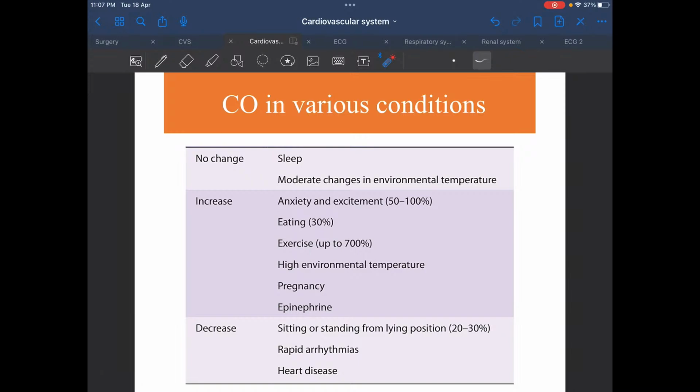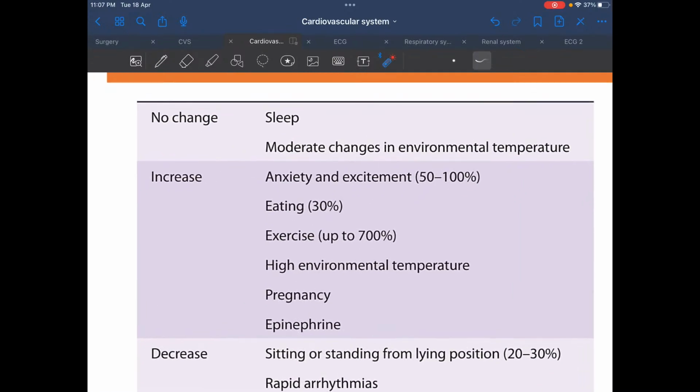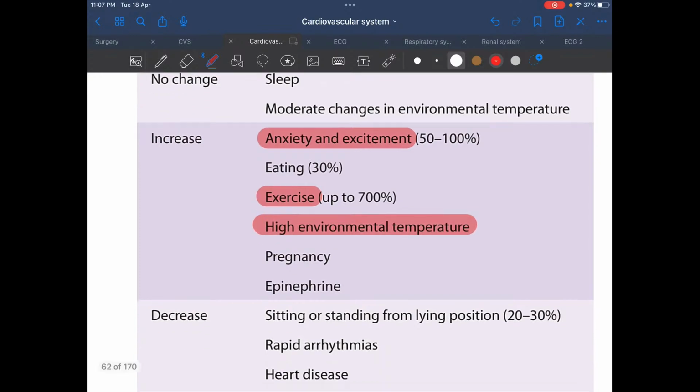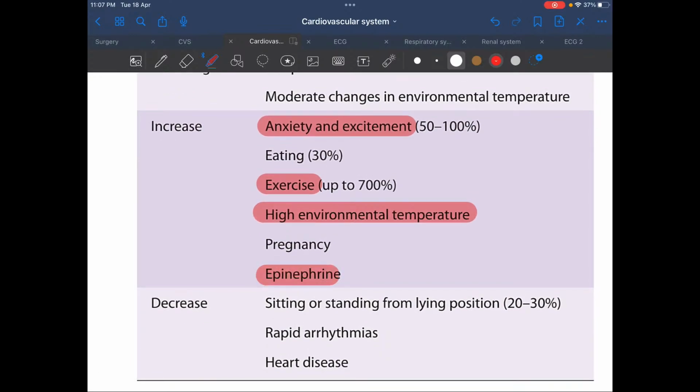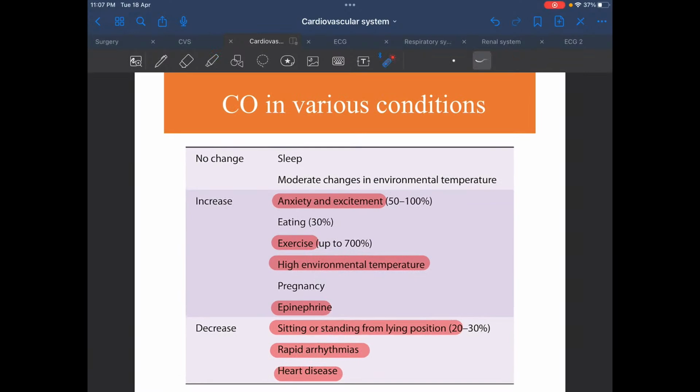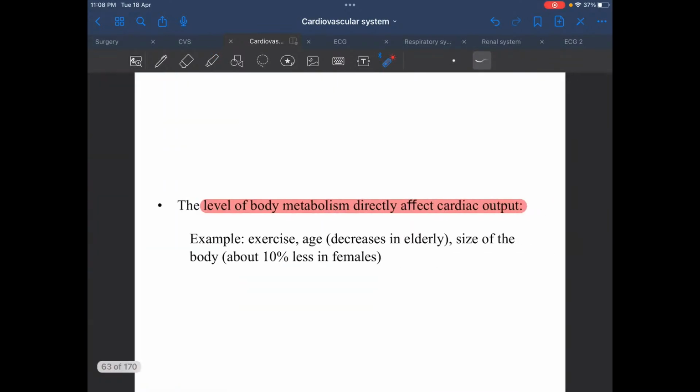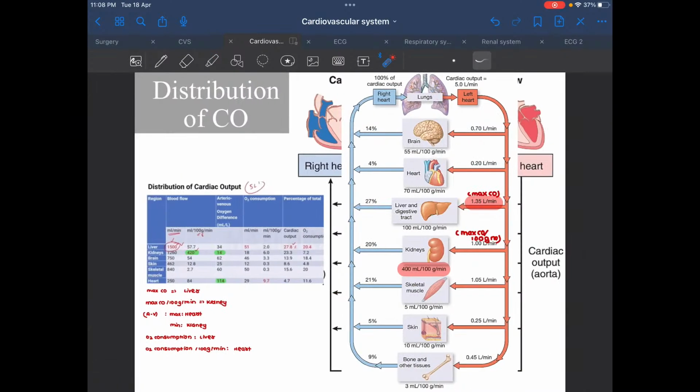ठीक है. So just see your cardiac output, when can it increase and when can it decrease mainly. So when can it increase? Mainly it can increase in your anxiety and excitement, obviously exercise, high environmental temperature and epinephrine. And when it can be decreased, mainly in your sitting or standing from lying position, okay? Rapid arrhythmias में the cardiac output can decrease and your heart disease में obviously due to the decreased amount of stroke volume, we can have this, okay? Alright. So this is a very important thing as well.